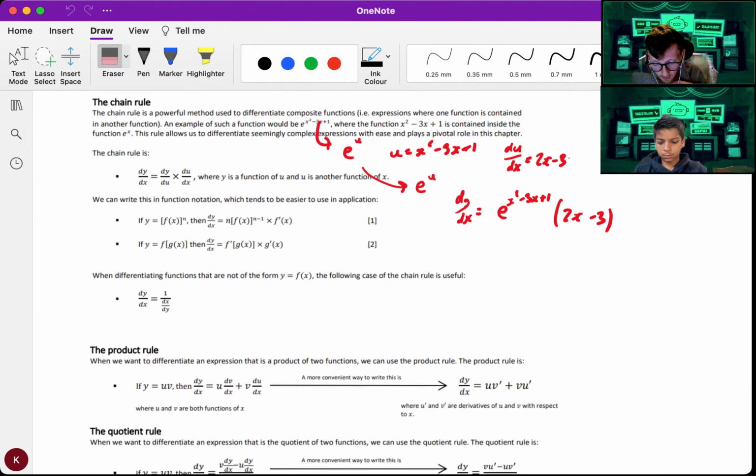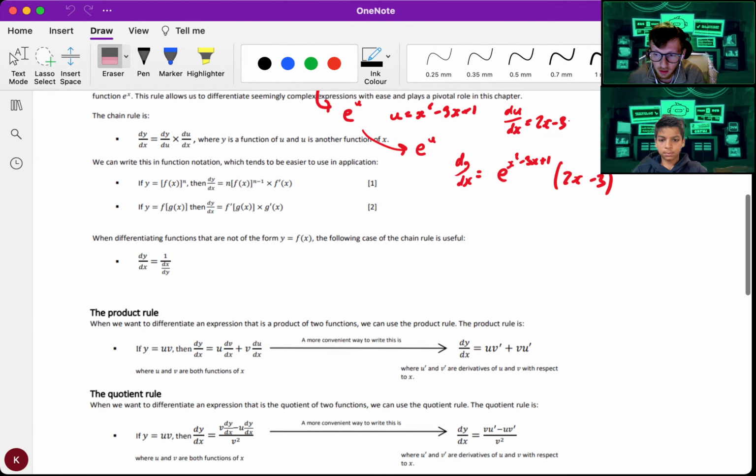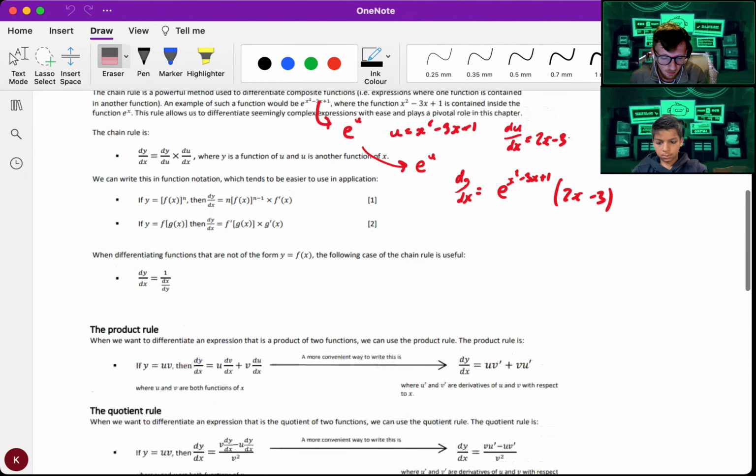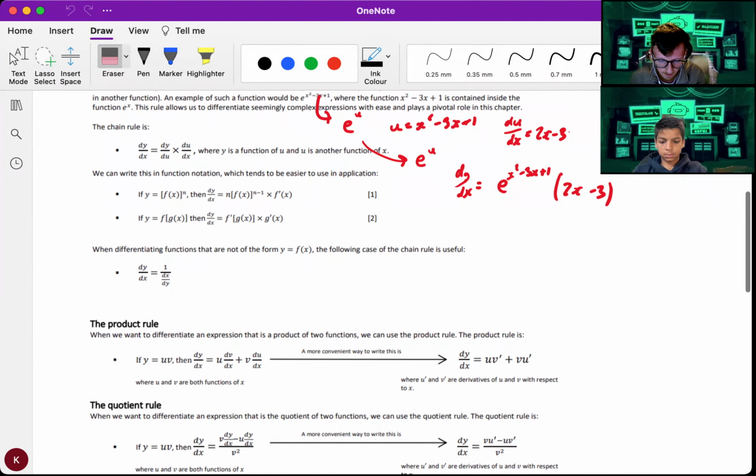And you can write that in function notation, which you can see there: if y is f of x all to the n, then dy/dx is n multiplied by f of x to the n minus 1, so sort of normal differentiation, times by the derivative of f of x. A good way to think of it is, if it's blah to the n, then you do the derivative of blah, whatever blah is, it could be some function, times by the derivative of blah. And we might refer to that throughout this lesson.